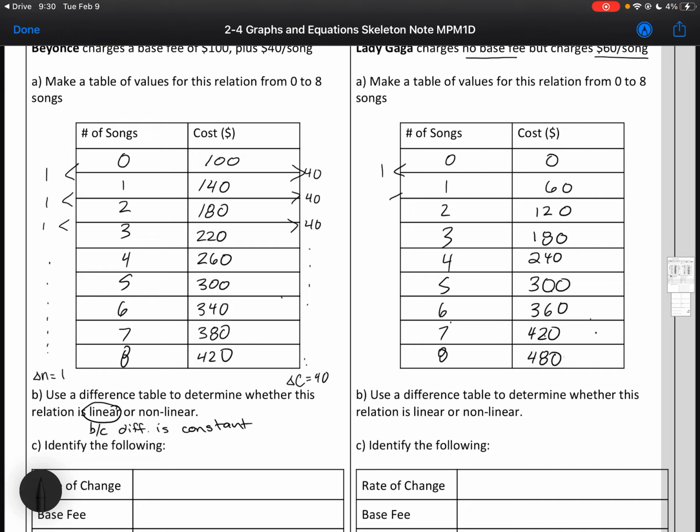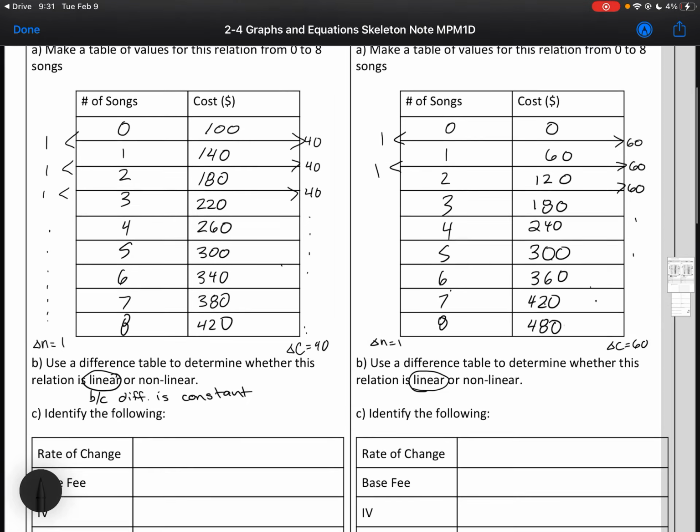Now, same thing on the other side. On my left-hand side, that delta n is equal to 1. On my right-hand side, it is still constant, but my difference here is equal to 60. So this relationship is linear too for the same reason.